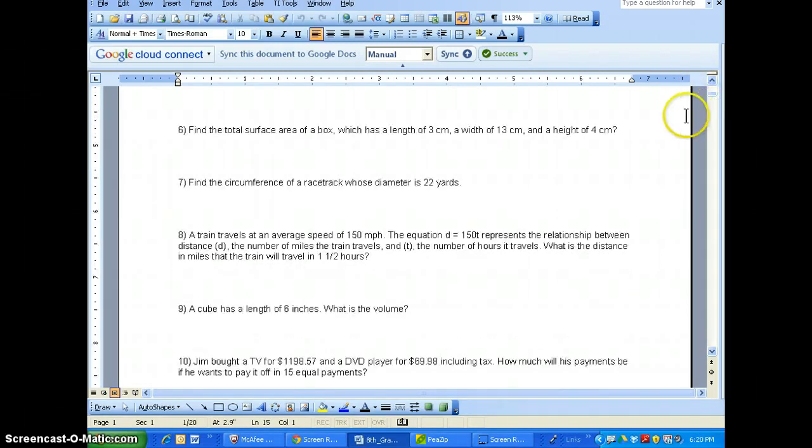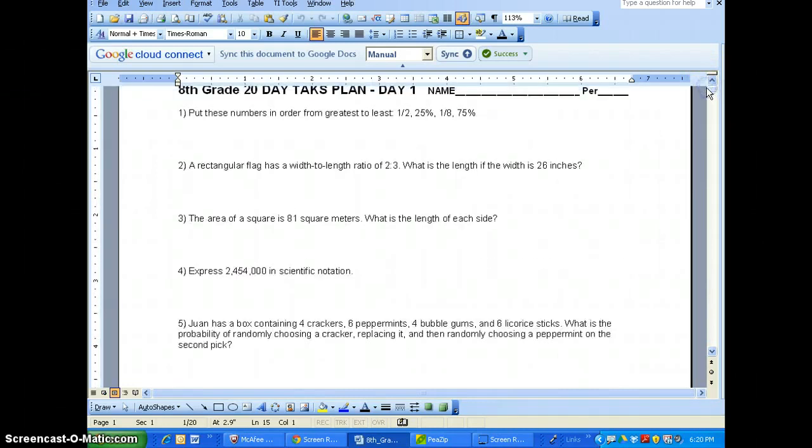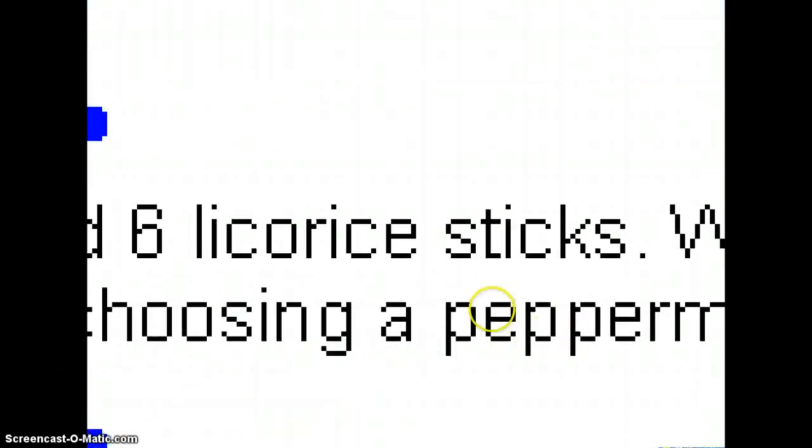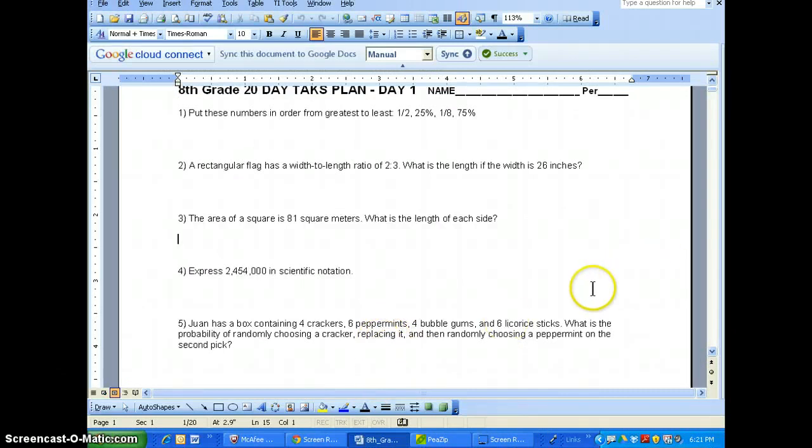Okay, let's scroll down a little bit. Number 5 says Juan has a box containing 4 crackers, 6 peppermints, 4 bubblegums, and 6 licorice sticks. What is the probability of randomly choosing a cracker, replacing it, and then randomly choosing a peppermint on the second pick? First thing you need to do is count up how many total items are in that box. Count up the total number of items and put that here. This is really difficult to do from home. Total number of items goes down here.